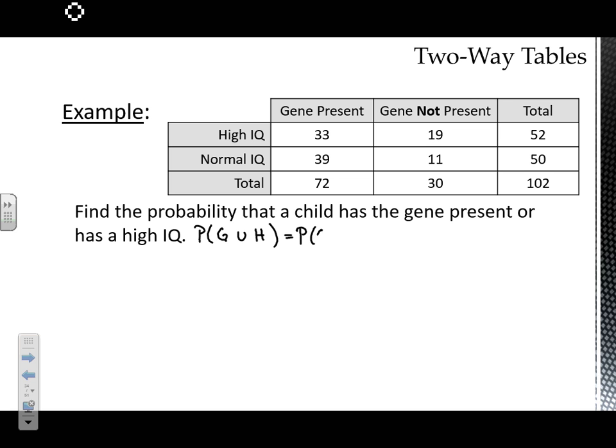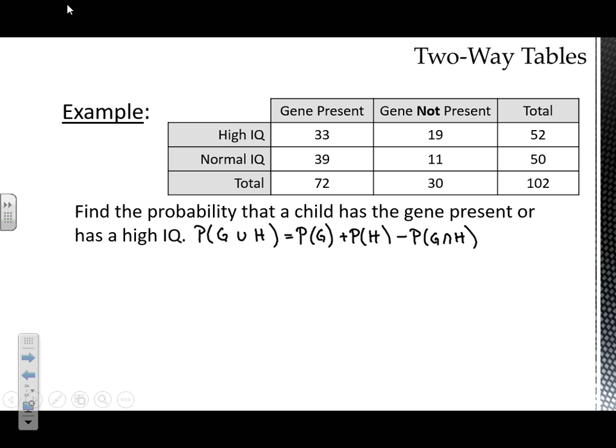Probability of the gene in this case, yeah, so probability of the first event plus, what's the other option? High IQ. Plus. So probability of gene plus probability of high IQ minus the probability that they have both. So that they have the gene present and also have a high IQ.